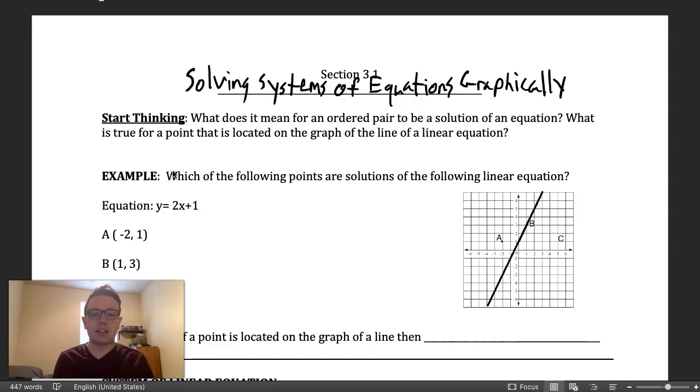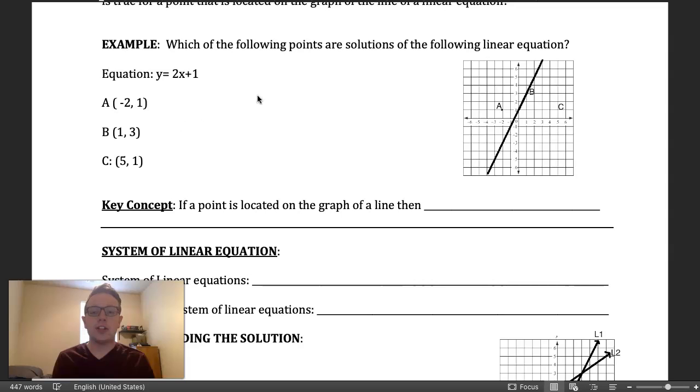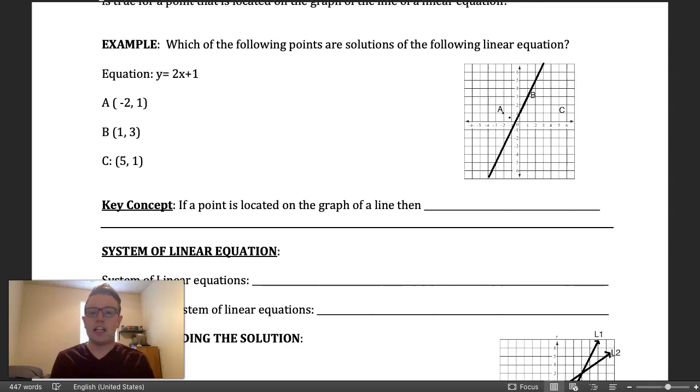But before that, we need some foundational knowledge, which is, what does it mean for an ordered pair to be a solution for an equation? What does it mean is true for a point that is located on the line of a linear equation? Or in other words, which one of these is going to be our solution for this line over here? Is A right here going to be a solution? Is B right here going to be a solution? Or is C all the way out here going to be a solution?